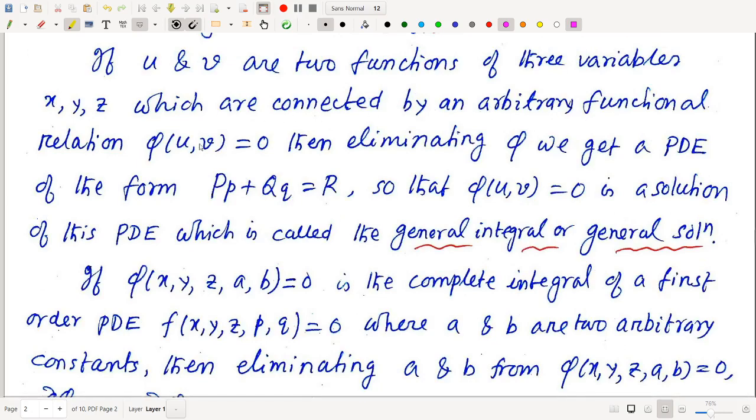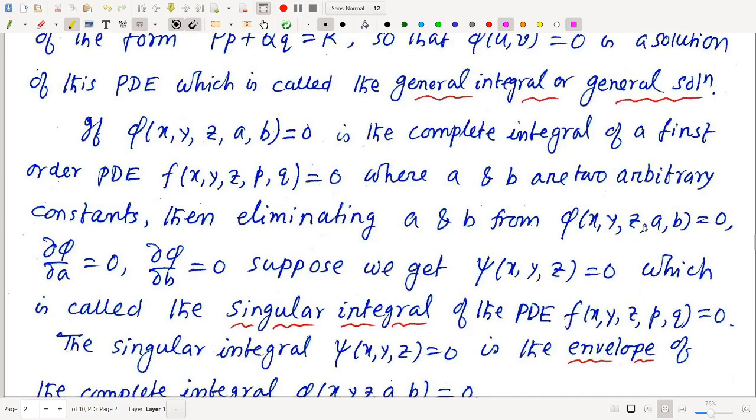Next, if u and v are two functions of three variables x, y, z which are connected by an arbitrary functional relation phi of u, v equal to 0, then eliminating phi, we get a PDE of the form capital P into small p plus capital Q into small q equal to capital R, where p means del z del x and q means del z del y. So phi of u, v equal to 0 is a solution of this PDE, which is called the general integral or general solution.